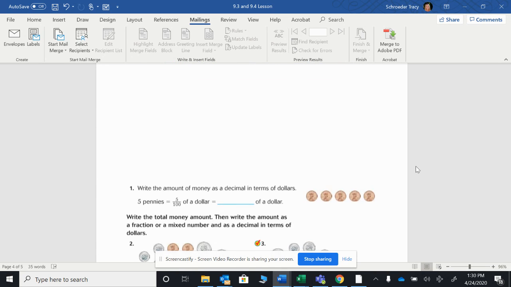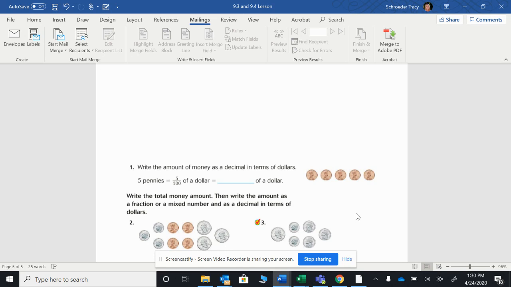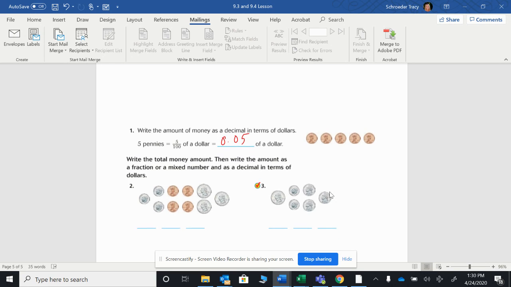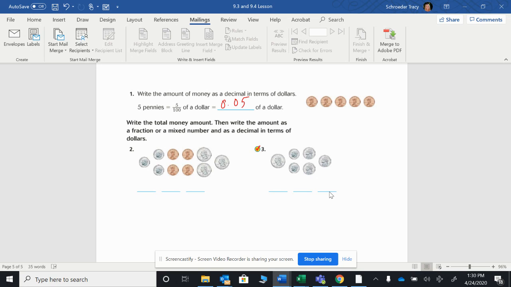So today you'll be working with writing the amount of money as decimals in terms of dollars. If I have 5 pennies, that's 5 out of 100. Therefore, I have 5 hundredths of a dollar. Or I can write the money amount as a fraction or mixed number and as a decimal in terms of dollars.